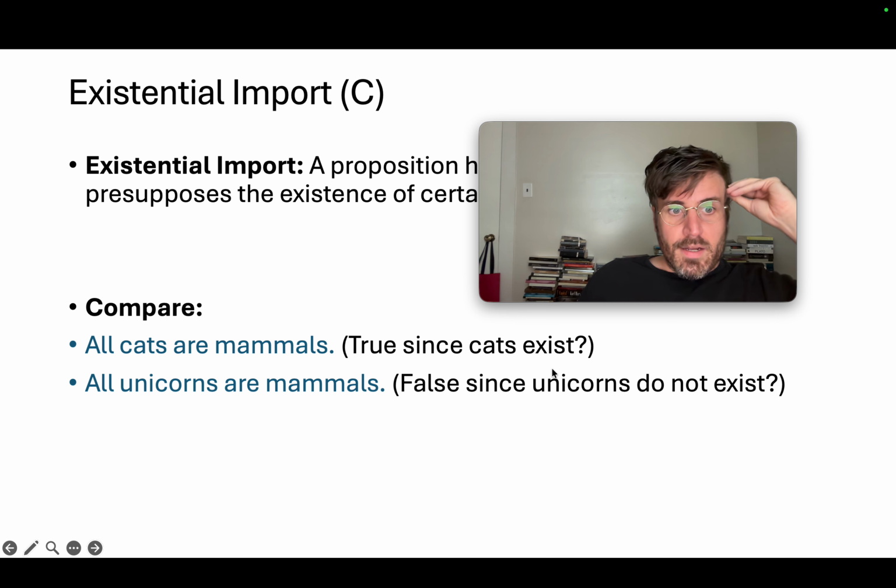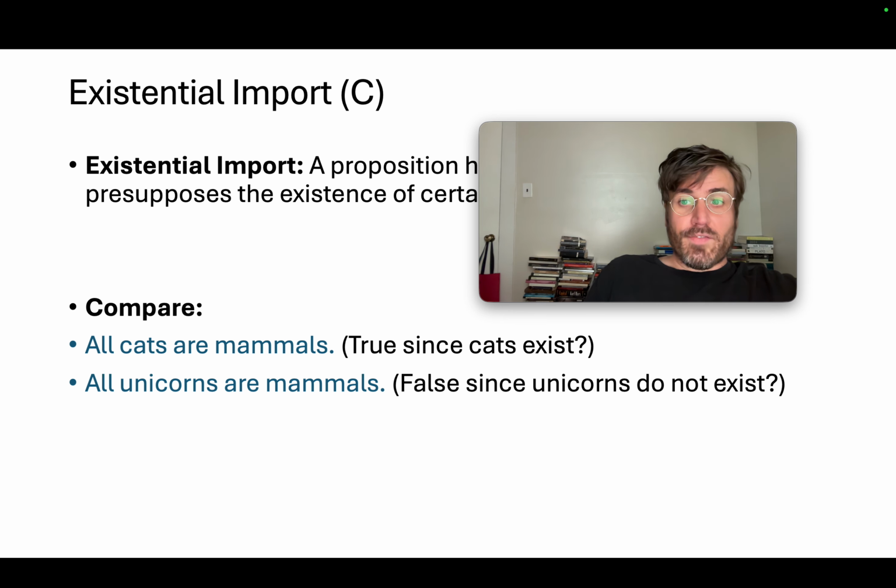But let's contrast that with a sentence like this: "all unicorns are mammals." Again, it's the same category type. It's an A proposition, a universal affirmative. But now we're talking about unicorns. So the thought might be that this is false because the class term in the subject group does not exist in the strict, literal, empirical sense. So this might confound us a little bit.